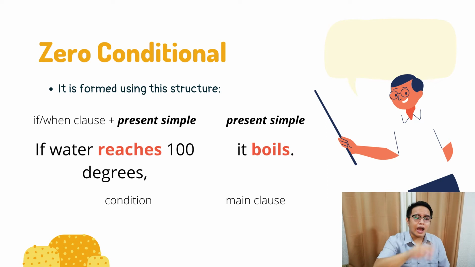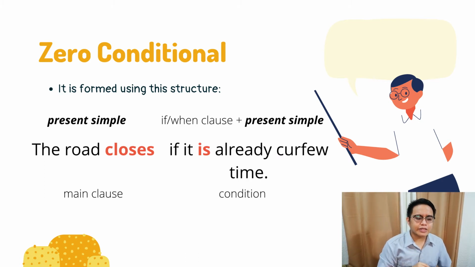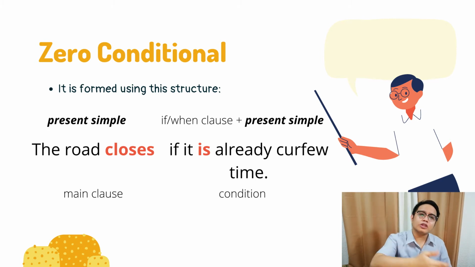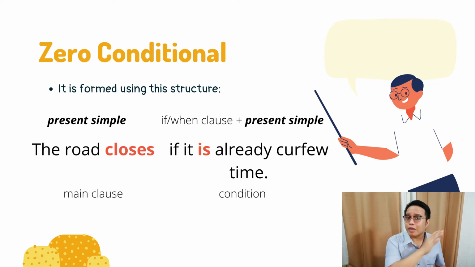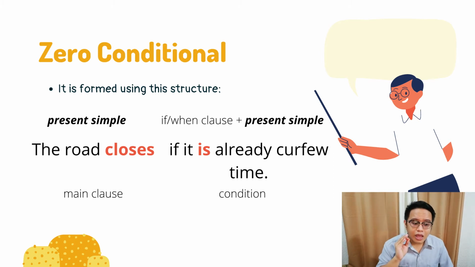That's zero conditional. Now, this format can be reversed. The main clause can come first, then the condition, just like in this example. Our example is this one. The road closes if it is already curfew time. In our first two examples, we put the if and when clause first. But in this example, we put it on the last part of the sentence. So the sentence basically is, the road closes, the main clause, if it is already curfew time, which is the condition. It's still present simple tense used in both the main clause and the condition.